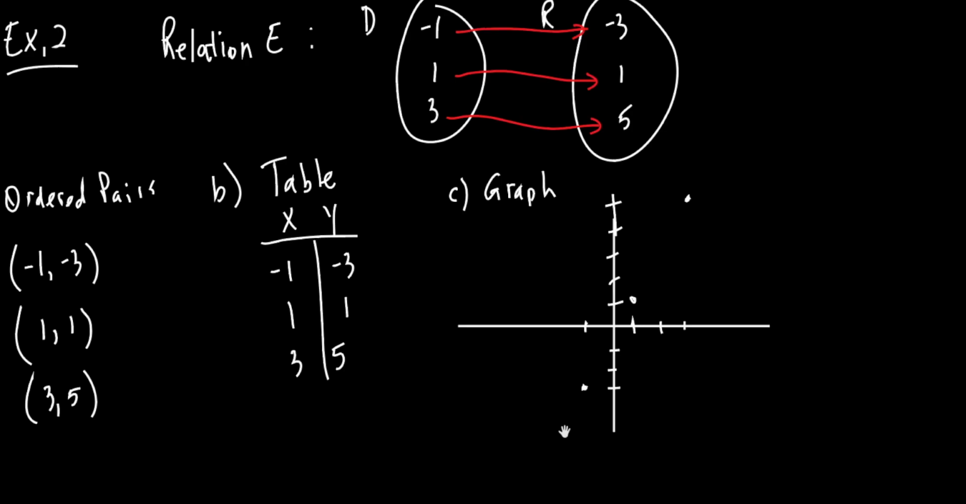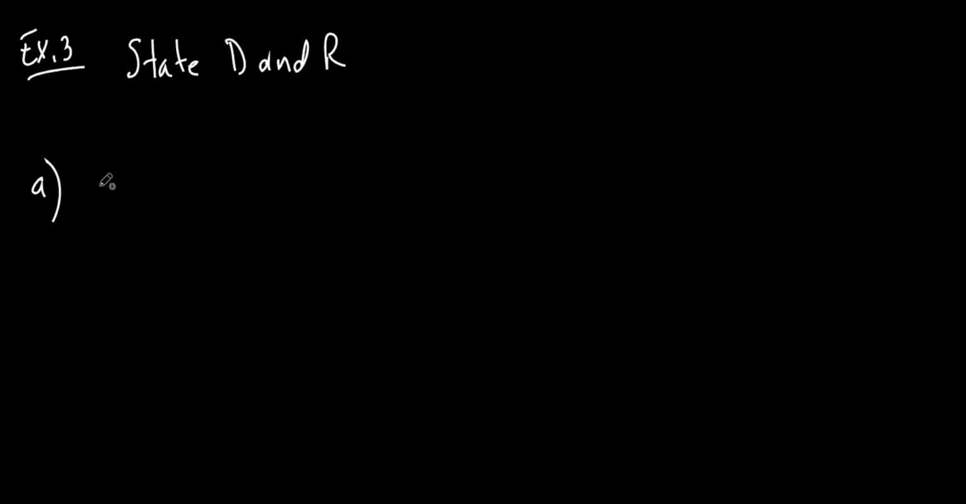All right. Let's do another one. This is example 3. This time it says state the domain and range. I'll just put D and R, is that all right? Domain and range of each of these. So this is part A. This time, instead of calling it relation E, they call it relation F. You can use any letter that you want. And so here is the relation.